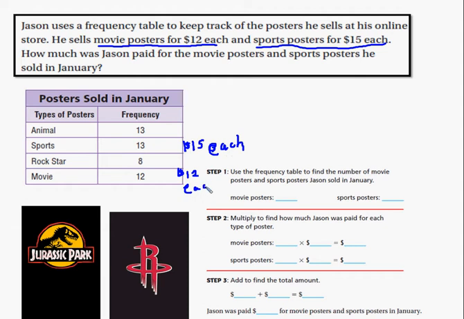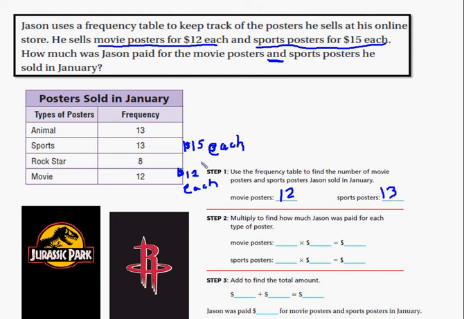And how much was Jason paid for the movie posters and sports posters he sold in January? So we want the total amount of money he made. So step 1, we're going to use the frequency table to find the number of movie posters and sports posters he sold to begin with. So let's see, how many movie posters? Looks like he sold 12 of them, and sports posters he sold 13 of them.